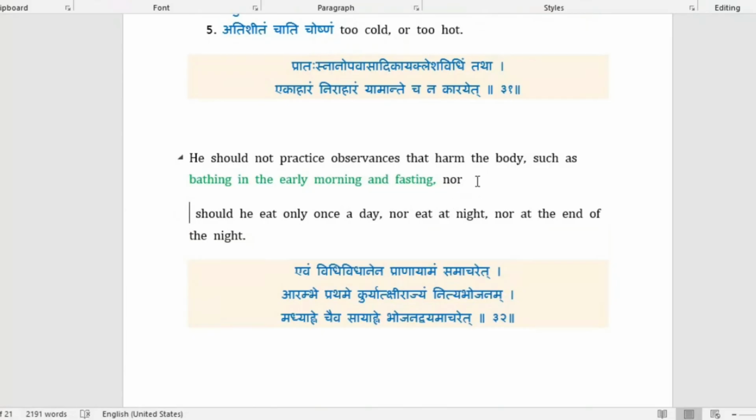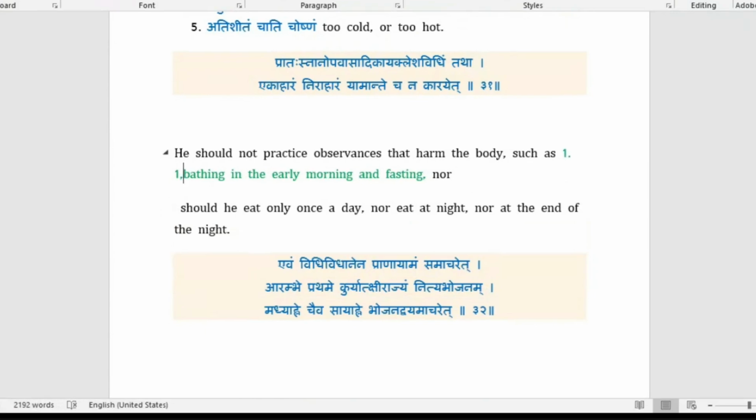There are some people who fast for days together. They will drink water, or maybe they will not drink water also. I follow strict rules for my body, for my mind, control on my mind. I will not eat no matter what happens. So that is also not good. Doing anything to an extreme is not right. So bathing in the early morning and fasting, that is not recommended over here.